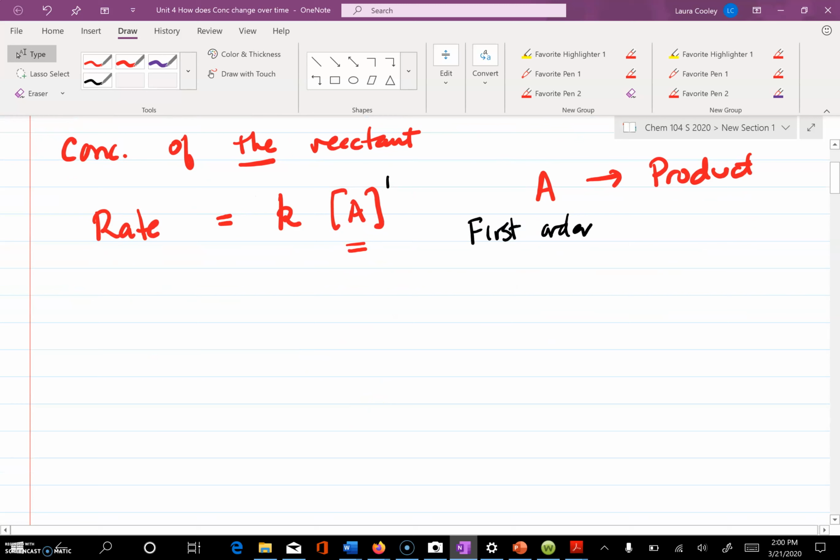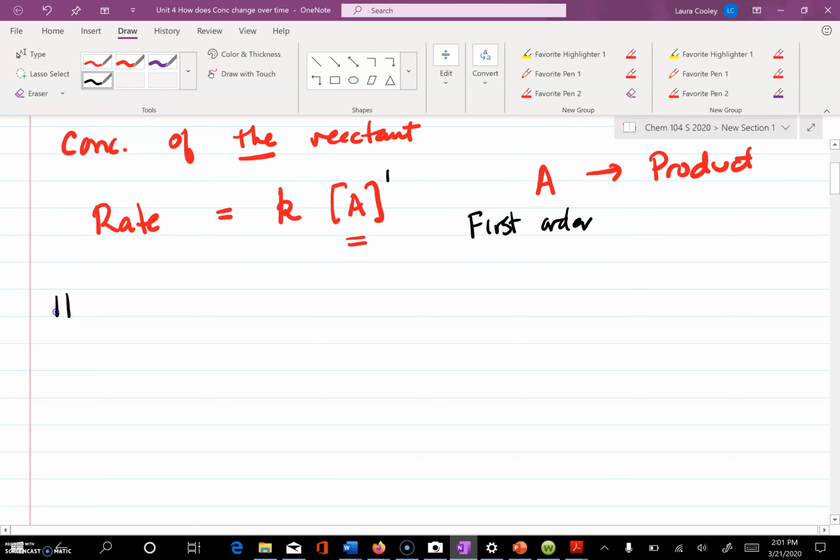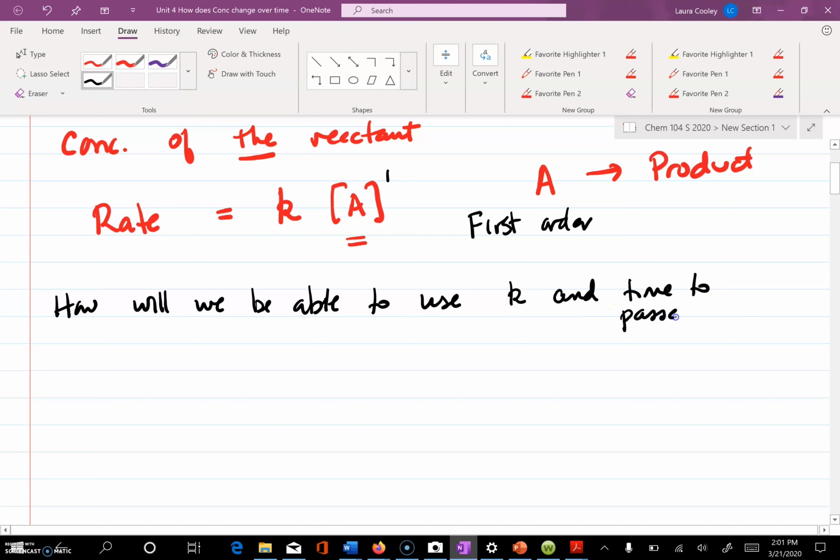So what I want to talk about is how you go from reaction rate to concentration changes over time. In other words, how will we be able to use k and the time elapsed, or the time passed, to calculate the change in concentration?